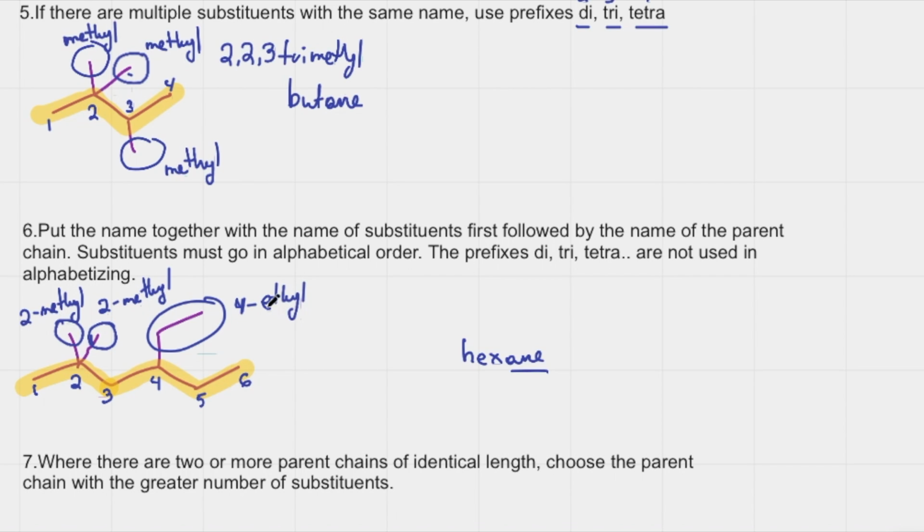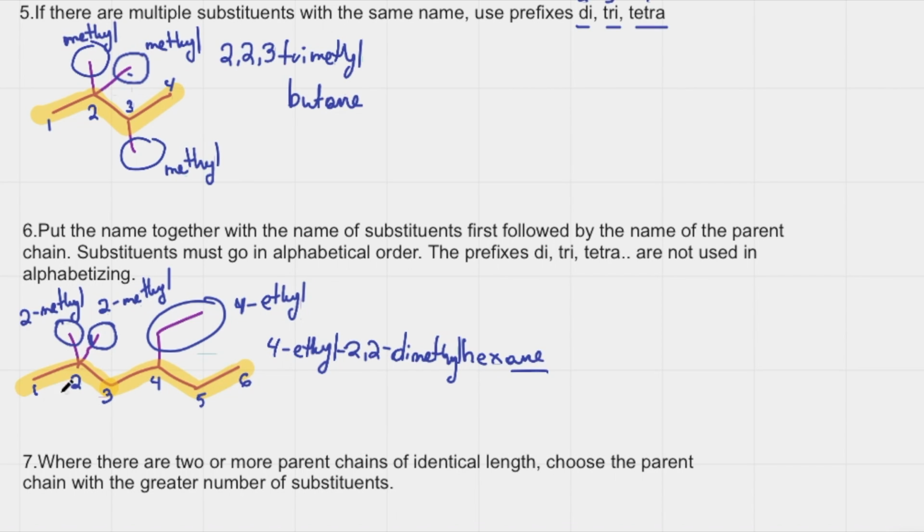Next I have to put it in order. What goes first, E or M? E goes first, so I'm going to write 4-ethyl. Then I have to take care of these guys. Notice that they're the same name for the substituents, so I have to put them together. Instead of writing 2-methyl and then 2-methyl again, I'm going to say 2,2-dimethyl. So I have 2 methyls, and each one, sorry for my handwriting, is on carbon number 2. So my name will be 4-ethyl 2,2-dimethyl hexane.